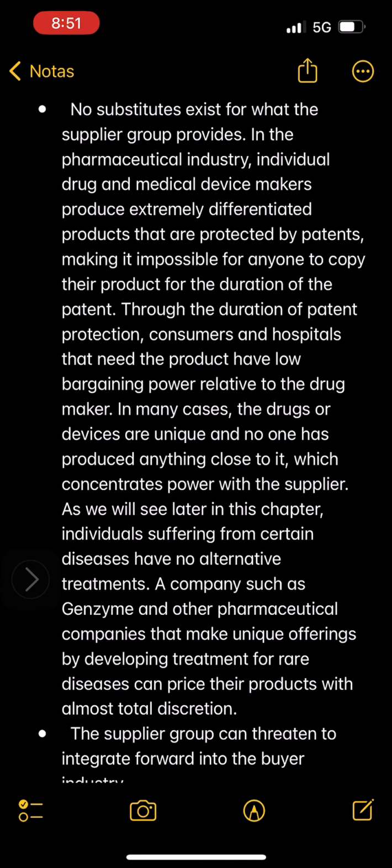As we will see later in this chapter, individuals suffering from certain diseases have no alternative treatments. A company such as Genzyme and other pharmaceutical companies that make unique offerings by developing treatment for rare diseases can price their products with almost total discretion.